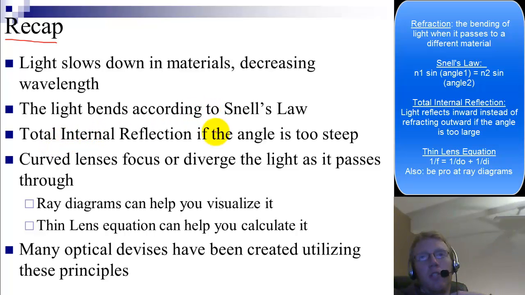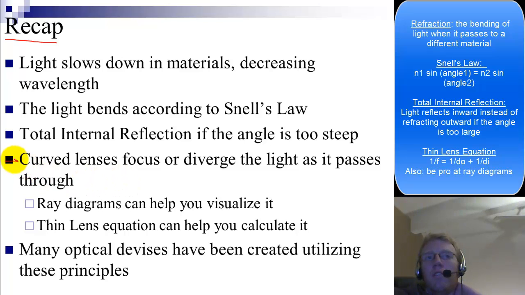Then we learned about a special case of Snell's law, which is called total internal reflection. So if you're traveling from a high index material into a low index material, for example from water out into air, if the angle of incidence is too high, instead of traveling out into the air, it's trapped and it reflects back inside. An example of that was a swimming pool.